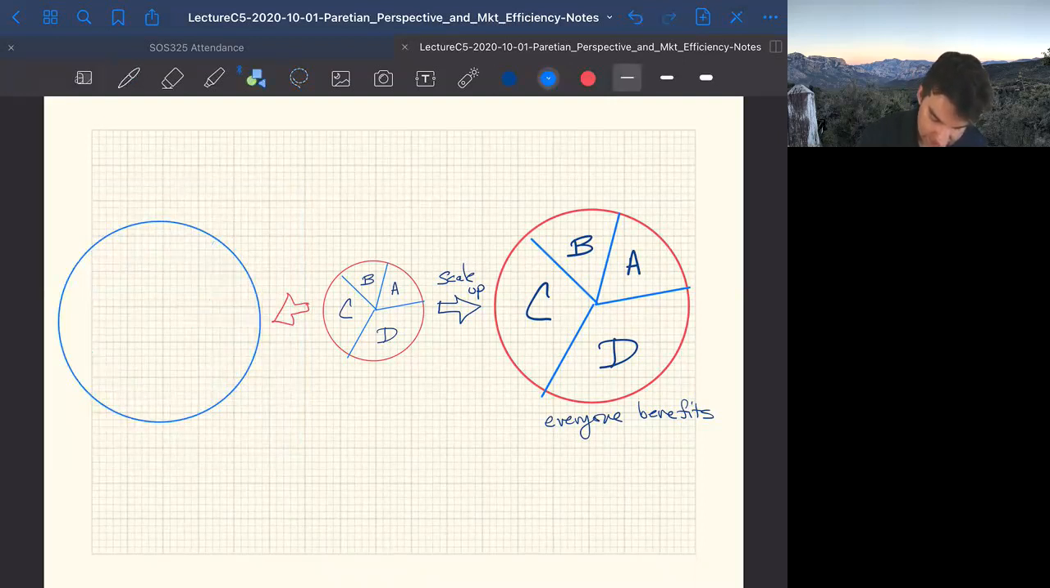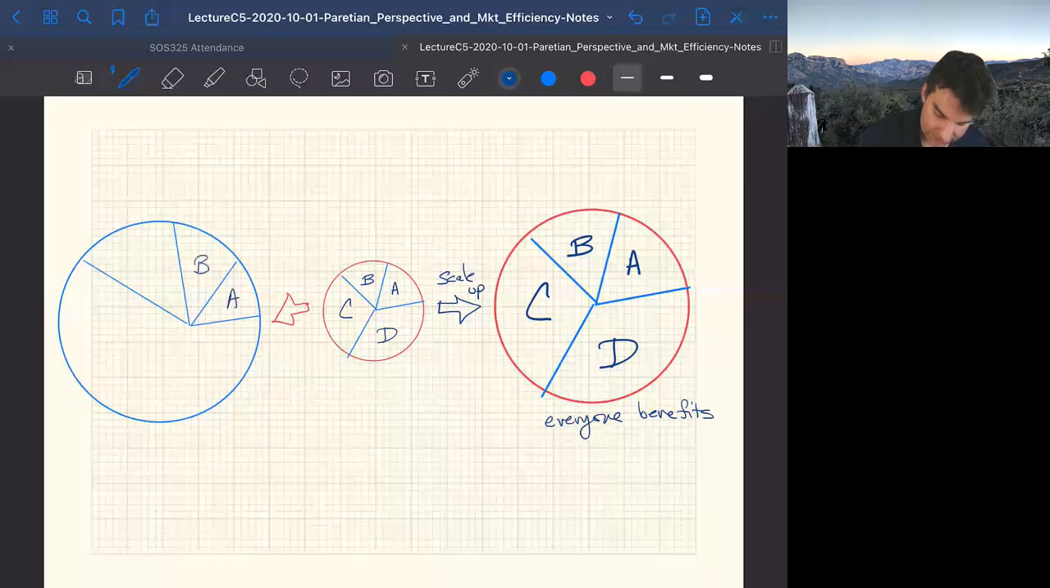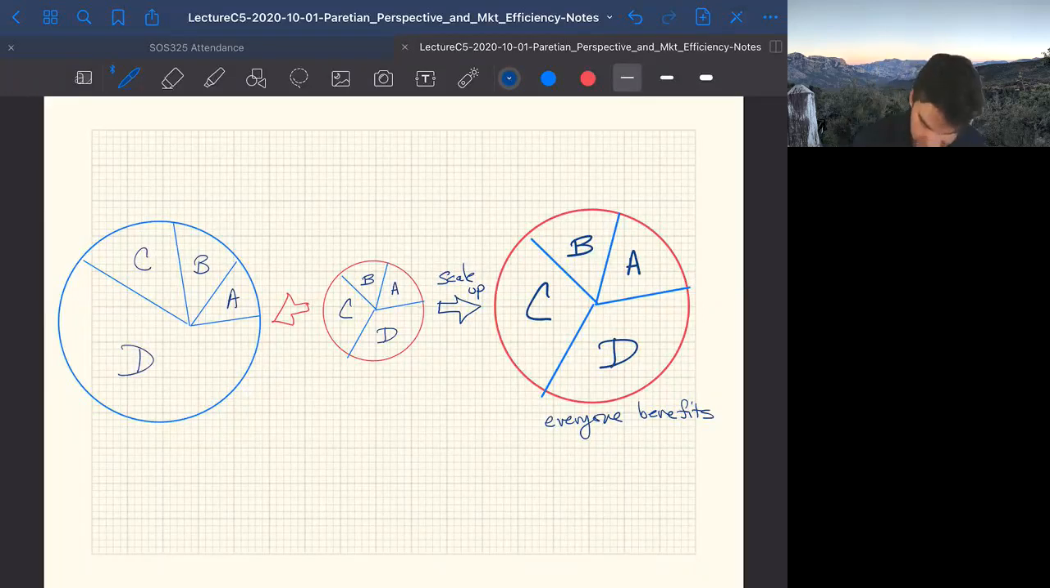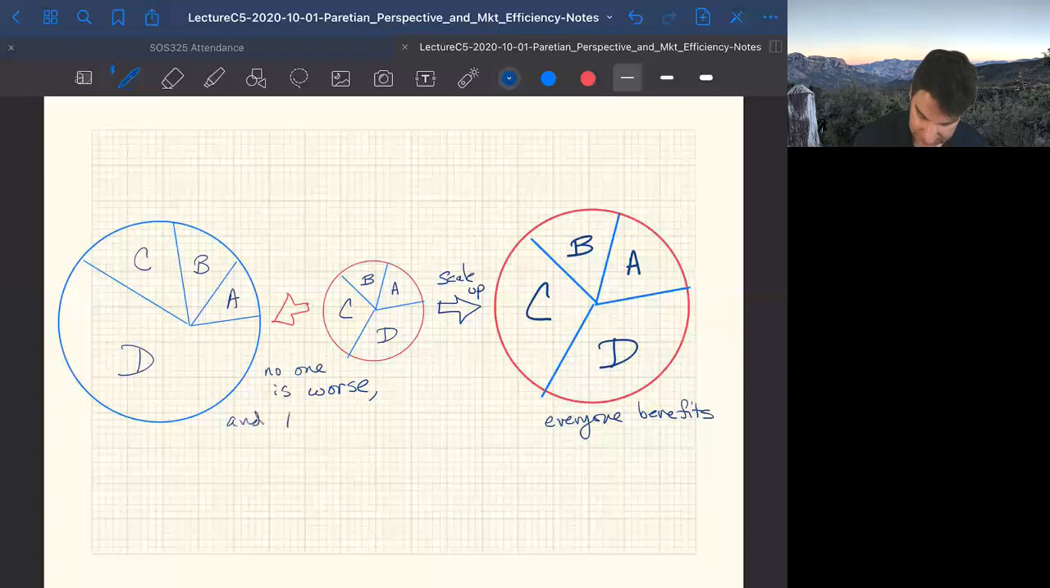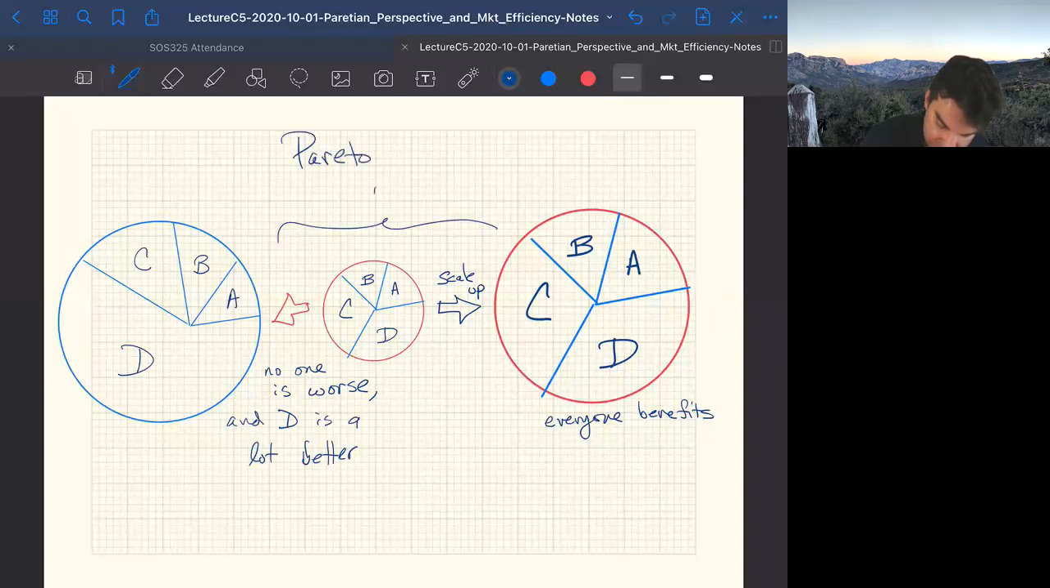A, and sorry that these are not going through the center of the pi, B and C really didn't get much more out of the growth. But D had a huge amount of growth. And so here no one is worse, and D is a lot better. And so these are two examples of Pareto improvements.